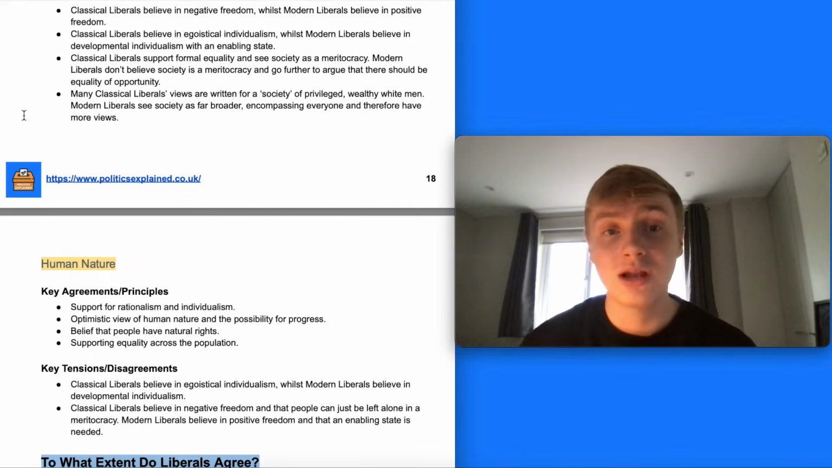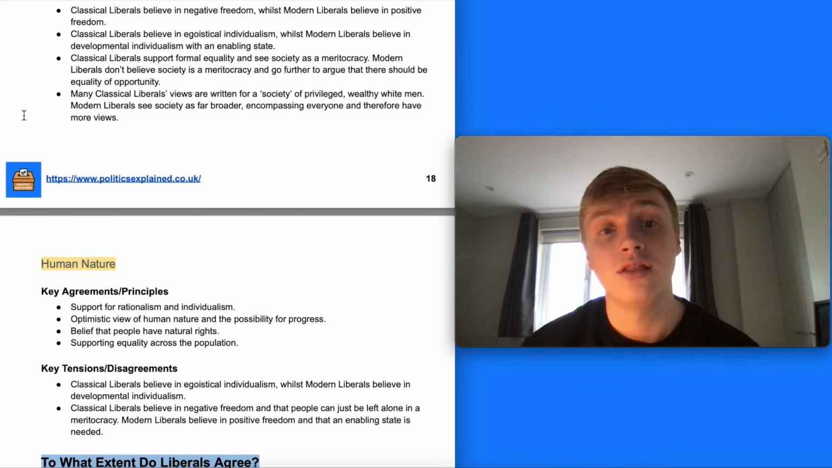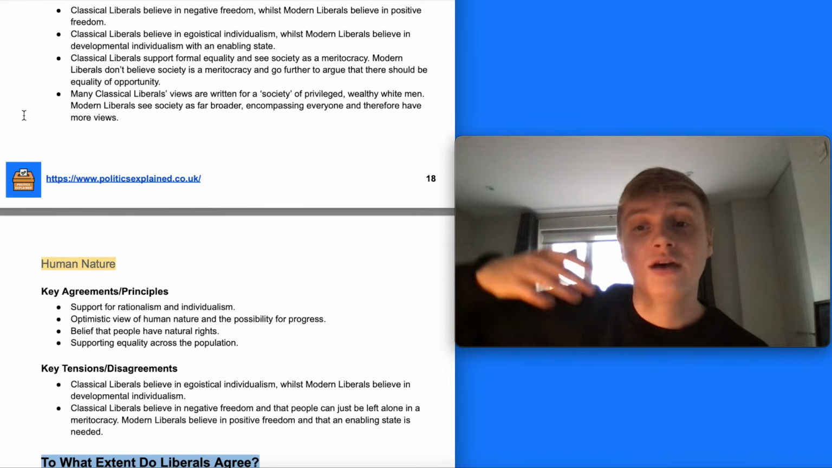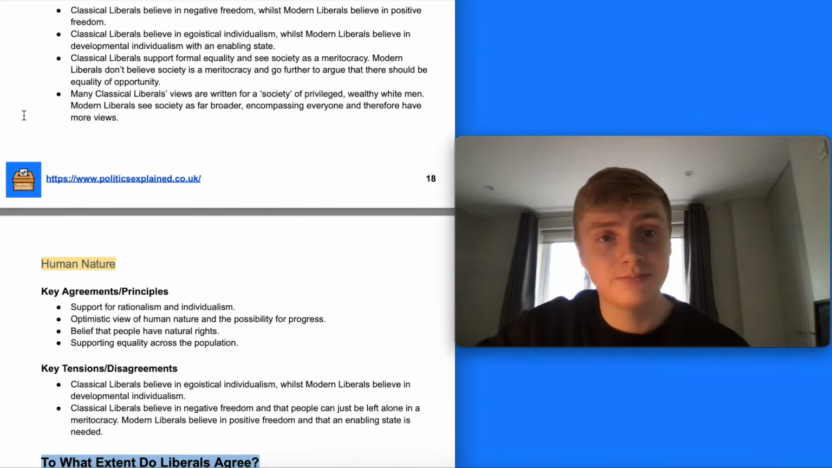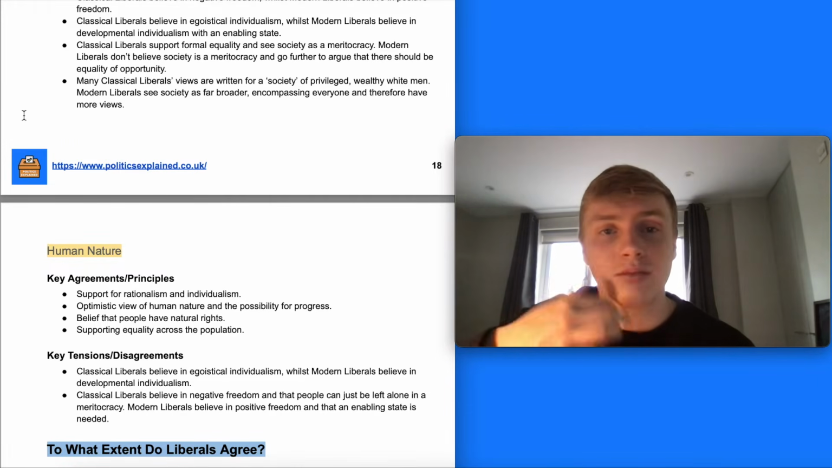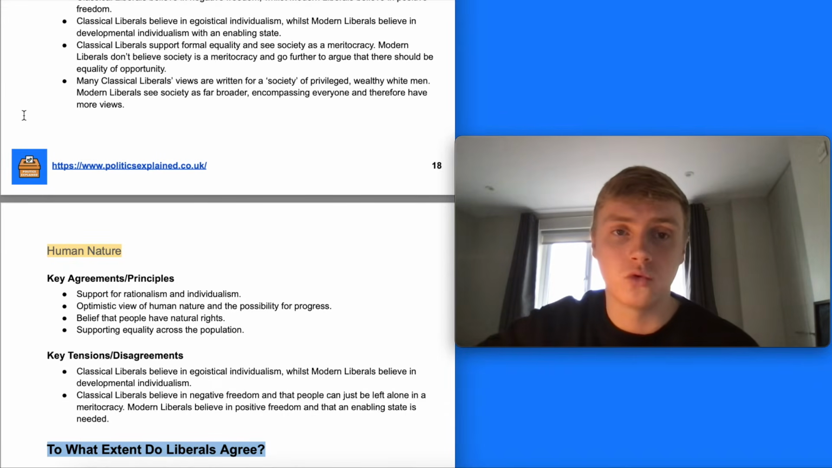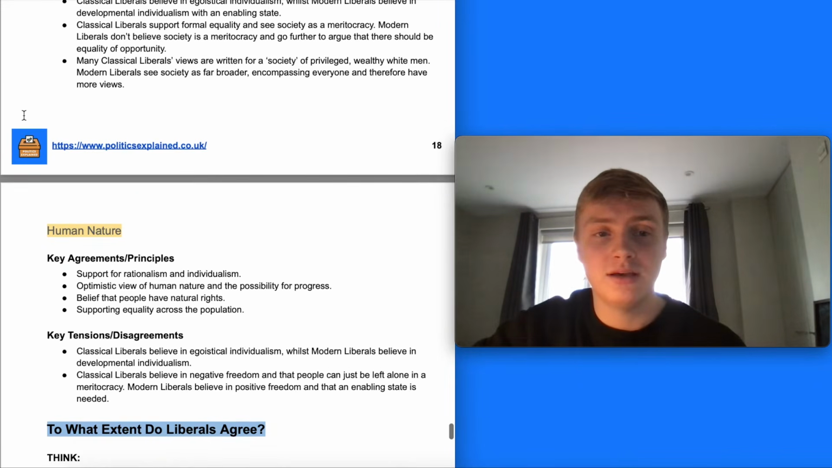Classical liberals support formal equality and see society as a meritocracy, whereas modern liberals don't see society as a meritocracy and go further to argue that the state should act to create equality of opportunity. And many classical liberal views are written for a society of the privileged, wealthy white men, whereas modern liberals' views are applied more broadly to everyone in society.